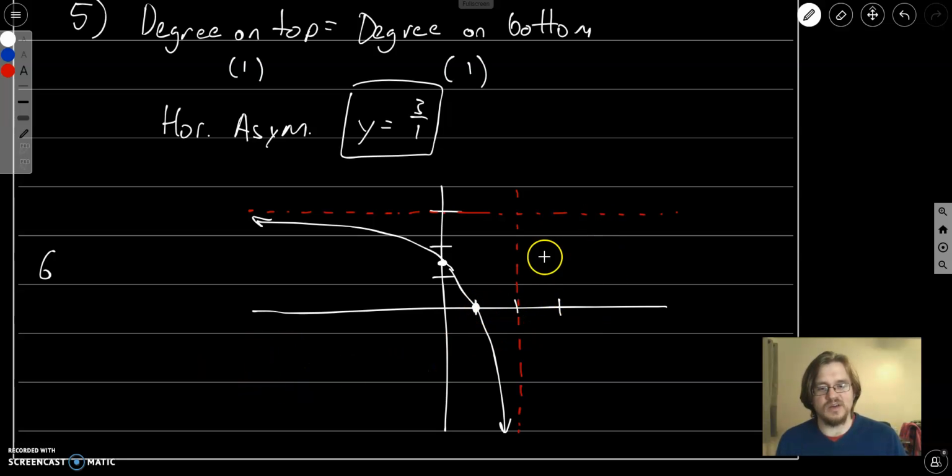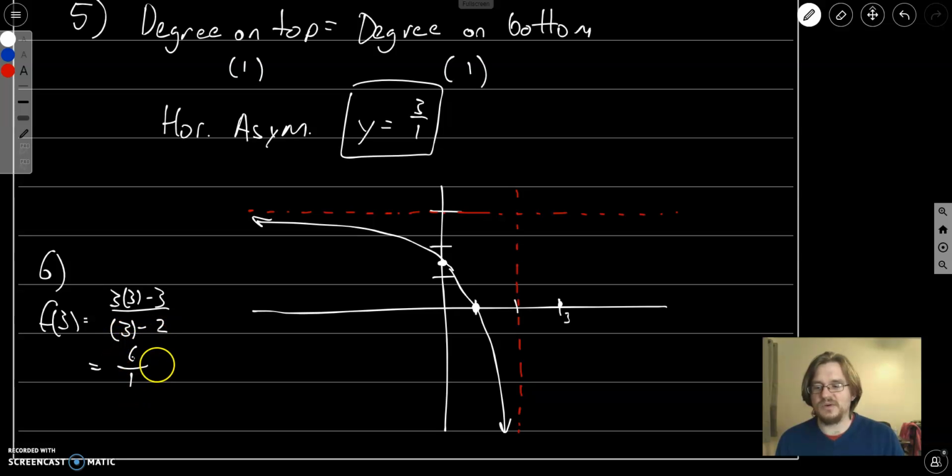So here we want to know what happens on this side of our function. So for instance, let's see what happens at 3. f of 3 is going to be 3 times 3 minus 3 over 3 minus 2. 3 times 3 is 9, minus 3 is 6, 3 minus 2 is 1. So the function value is going to be 6, which is going to be way up here. So our function is going to do something like this.